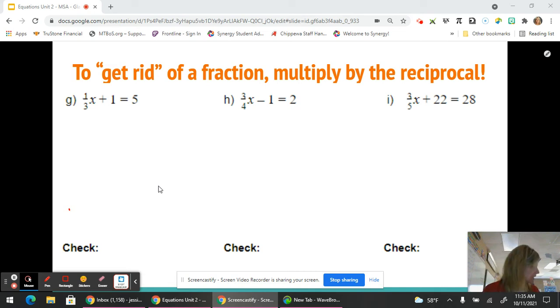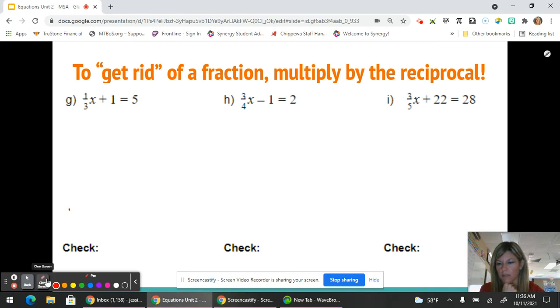I'm starting on letter G. And notice on my notes it says to get rid of a fraction, we're going to be multiplying by the reciprocal. So today, as we're working through our multi-step problems or two-step equations, we've got a few things to remember. First thing I'm going to do is find my equal sign, so I can see that, and draw a nice straight line. I'm going to do my best here with my mouse. But our goal is to get that variable x all by itself.